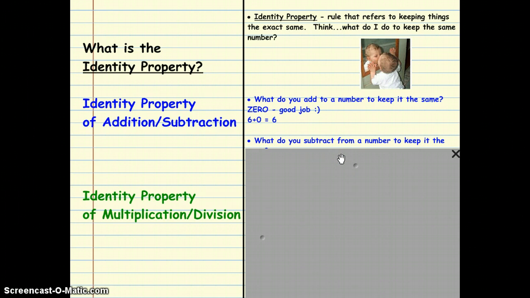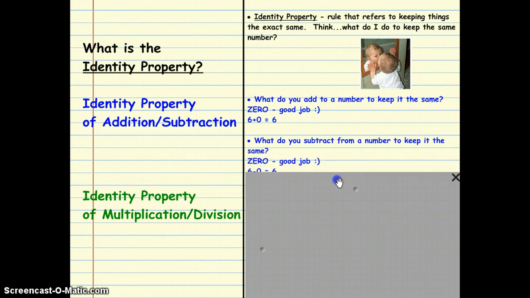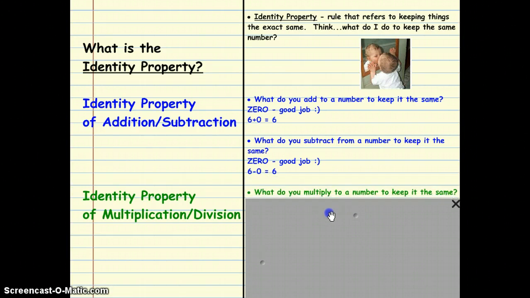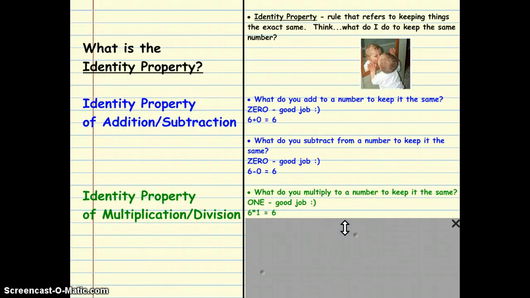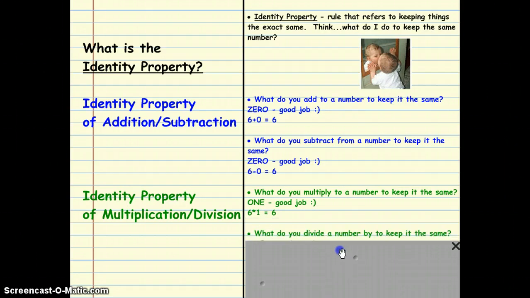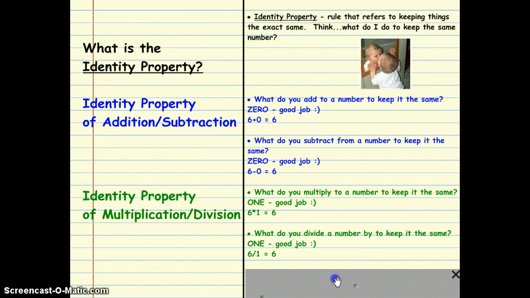How about subtracting? What do you subtract from a number to keep it the same? If you said 0 again, you are right. 6 minus 0 keeps it as 6. So it's whatever is going to keep it the same. Alright, multiplication and division. What do you multiply to keep a number the same? It is not 0 this time. If you multiply by 1, you keep the number the same. 6 times 1 equals 6. And of course, vice versa. If you divide by 1, 6 divided by 1 keeps the same identity. It keeps it as 6.